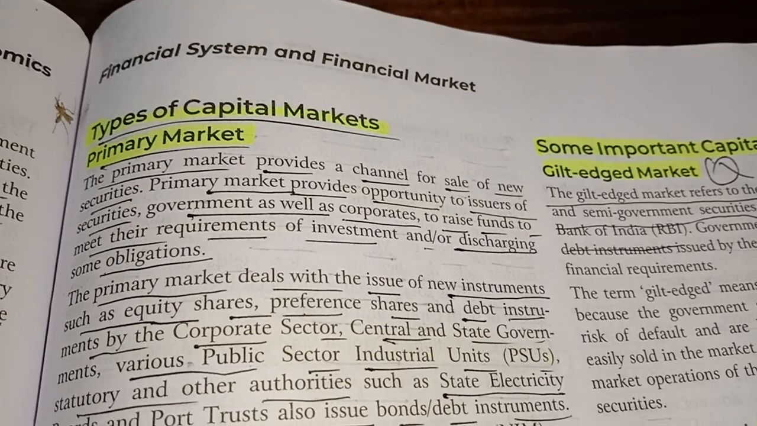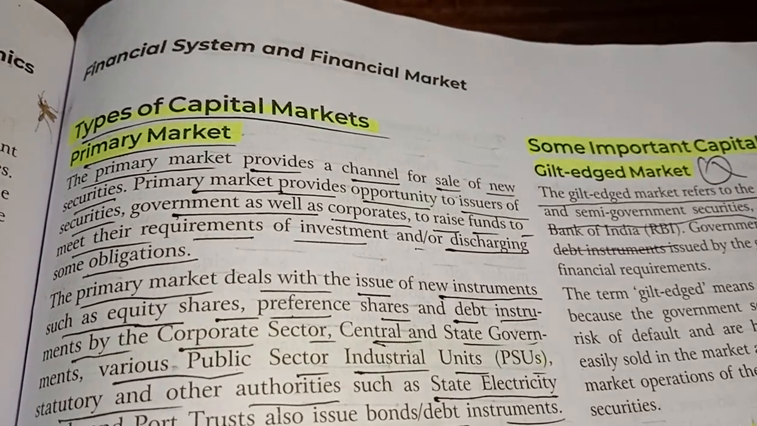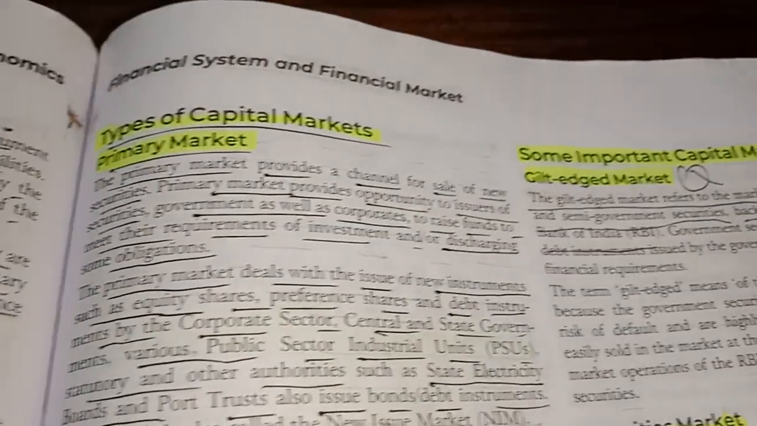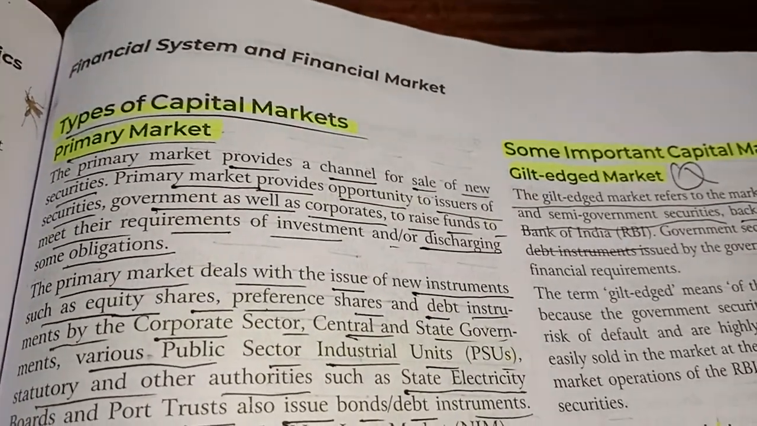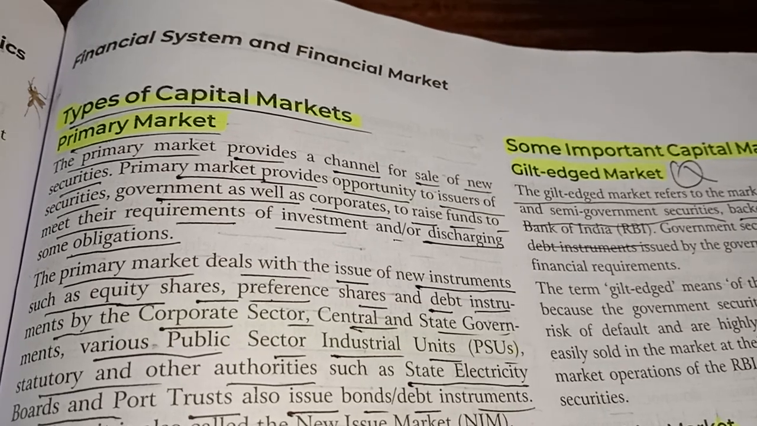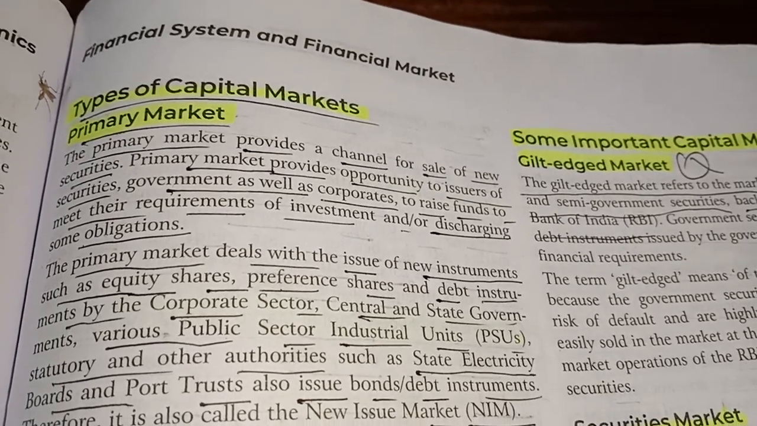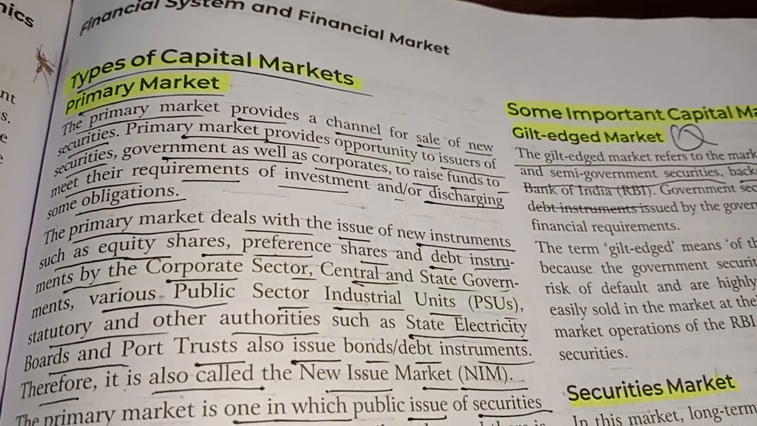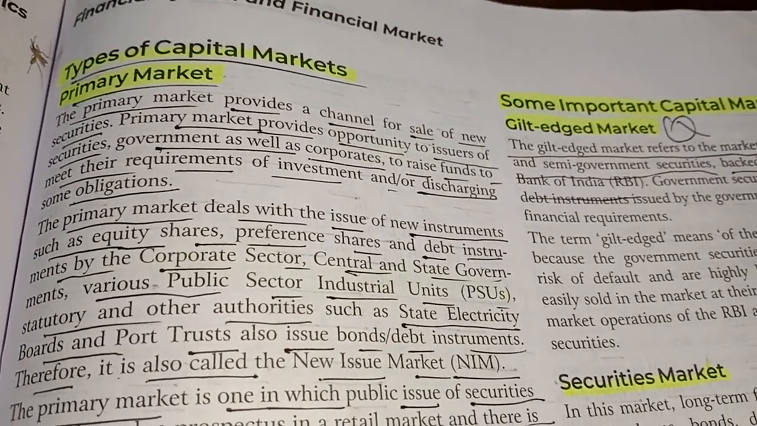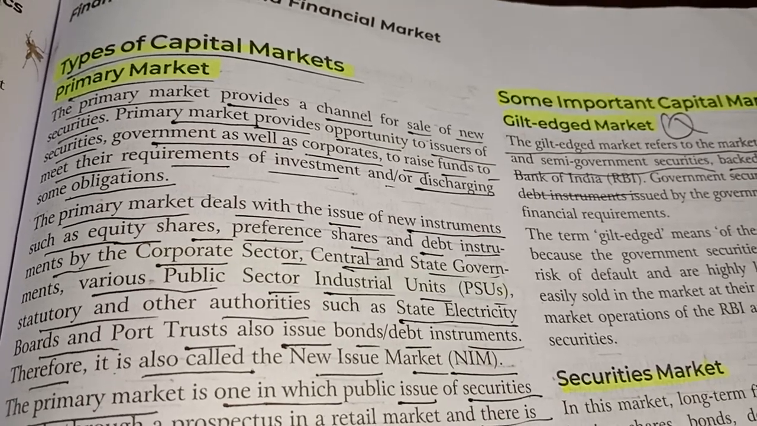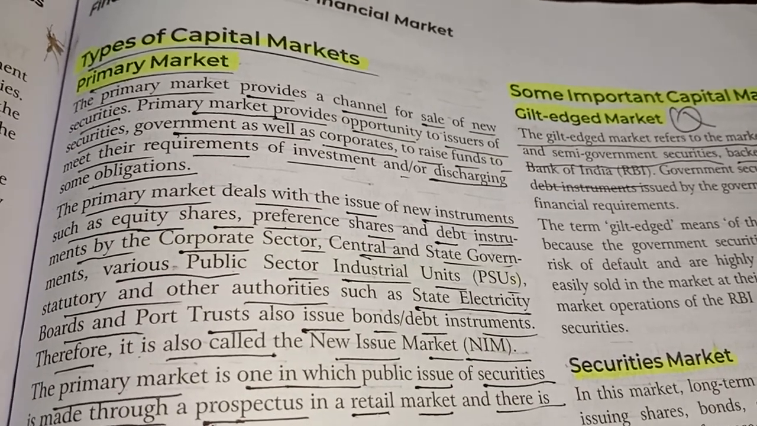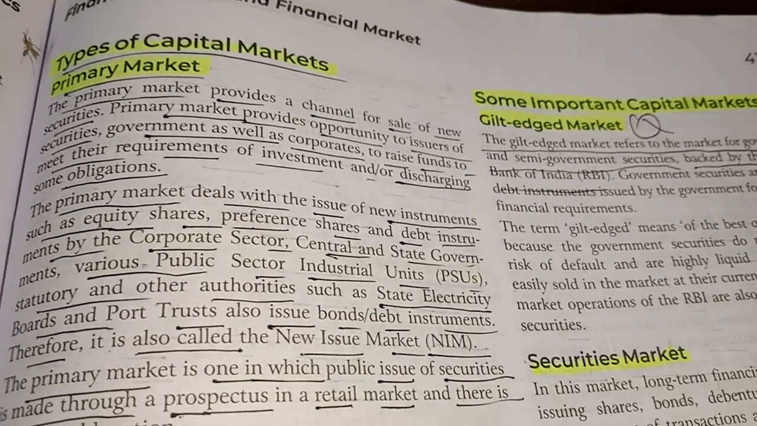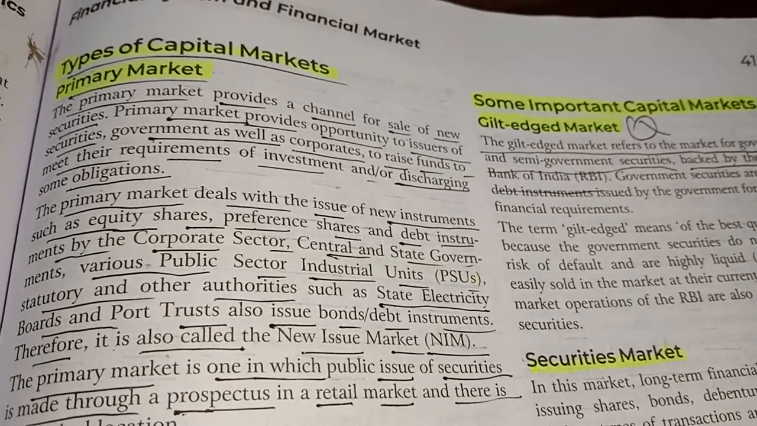Types of capital markets. Primary market. The primary market provides a channel for sale of new securities. Primary market provides opportunity to issuers of securities, governments, as well as corporates, to raise funds to meet their requirements of investment and or discharging some obligations. The primary market deals with the issue of new instruments such as equity shares, preference shares, and debt instruments by the corporate sector.